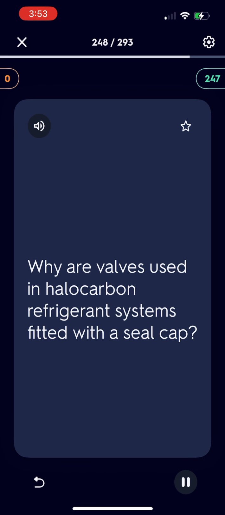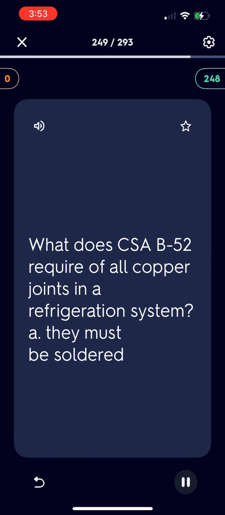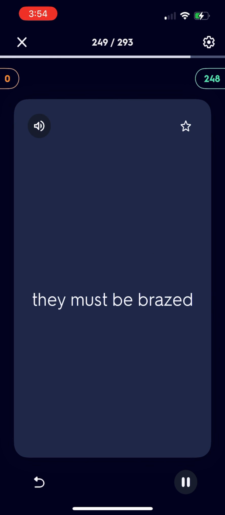Why are valves used in halocarbon refrigerant systems fitted with a seal cap? Leaks are harder to detect than ammonia. What does CSAB 52 require of all copper joints in a refrigeration system? They must be brazed.